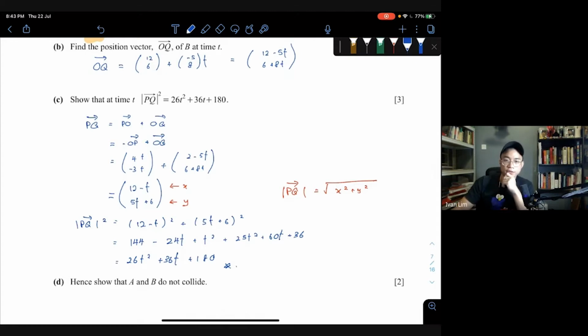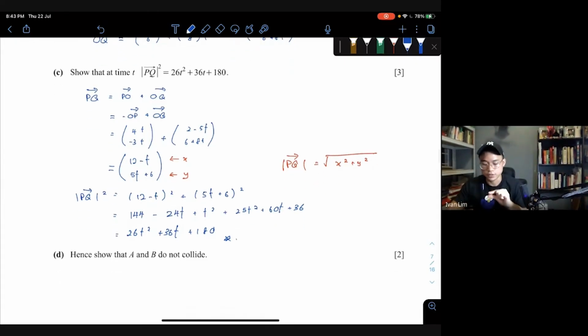Okay, everyone here? Any question? Modulus PQ squared. Simple, right? There's nothing complex. We just applied position vector and we just applied modulus. It's really just a few formulas on this whole chapter.